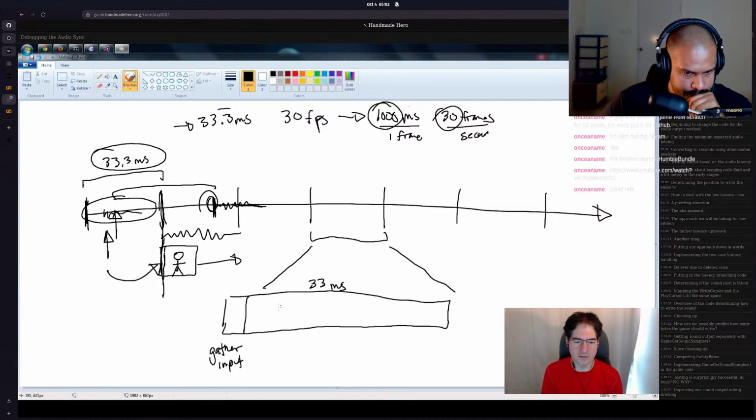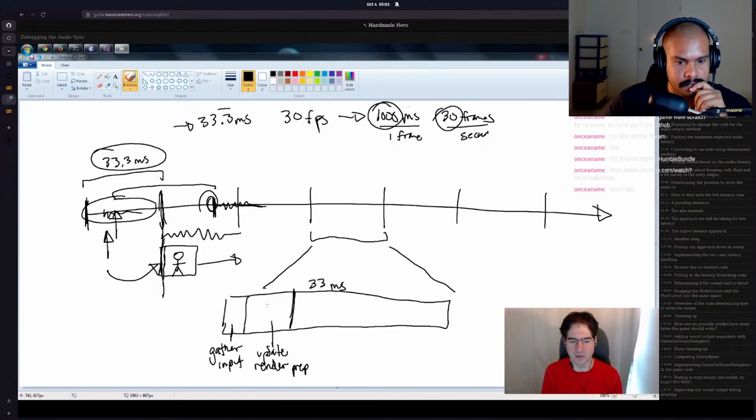We're then going to update the game, right? So that's this. We then have some amount of time that we have to update the game and make a render list. So we have to update and do render prep, basically. And you'll see what that is as we go through. But we're going to update and do render prep in here.